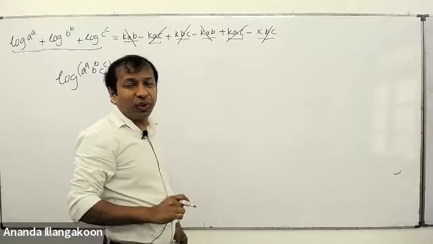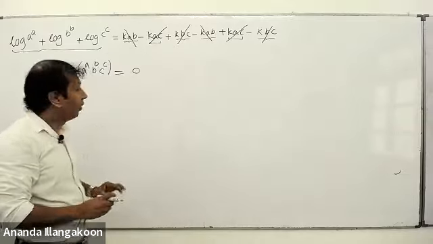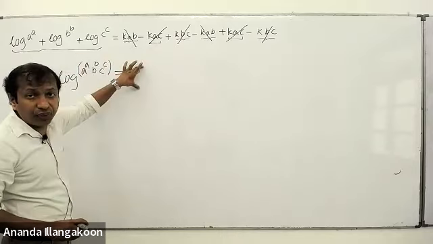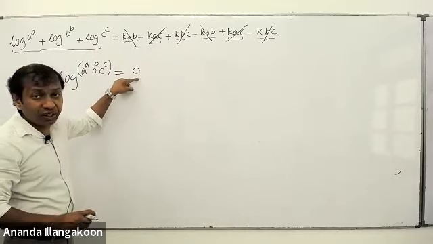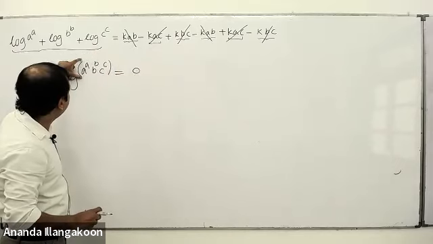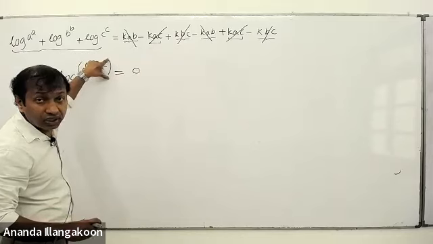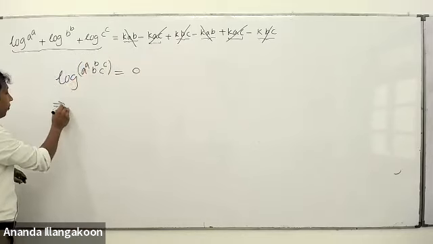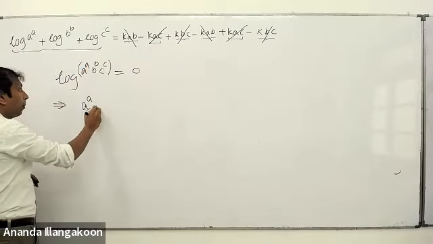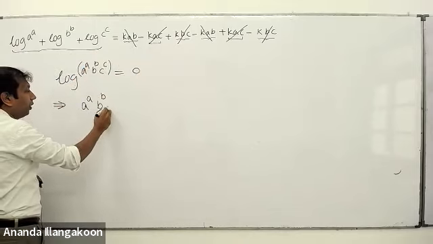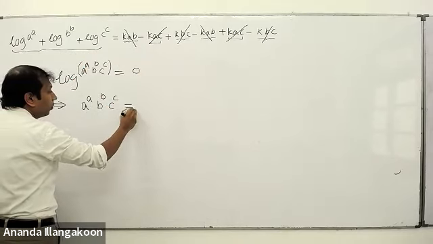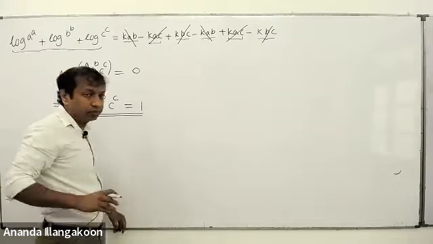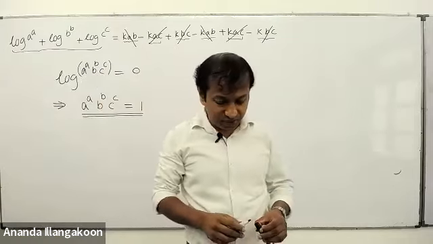Now as before, people, you can argue what? Logarithm to a certain base of this number is 0. To get the 0 after taking the log, definitely this number should be 1. Now this gives us A to the power A into B to the power B into C to the power C should be equal to 1. So this is how we approach it.